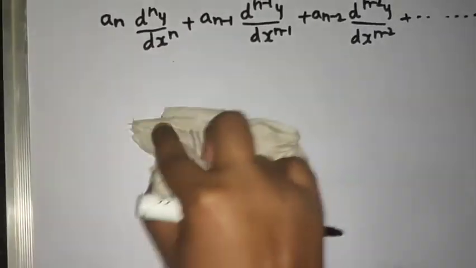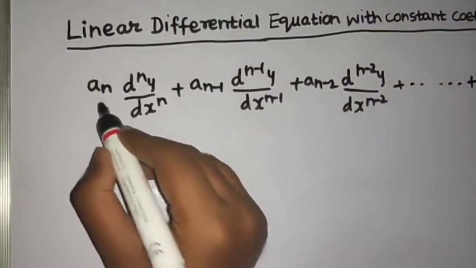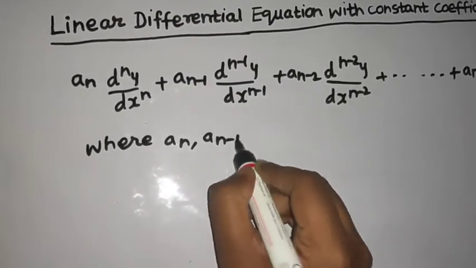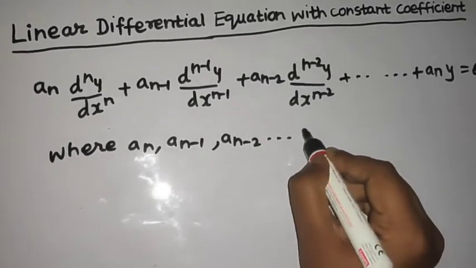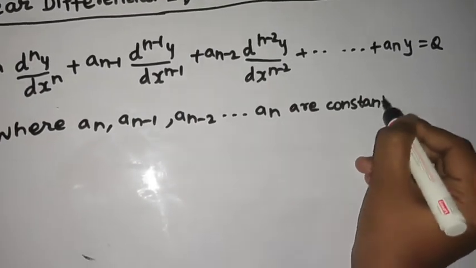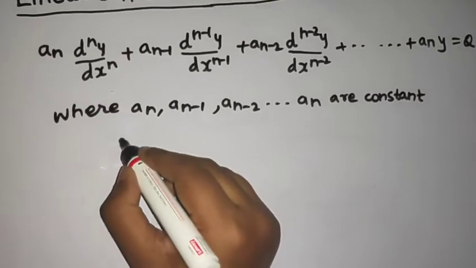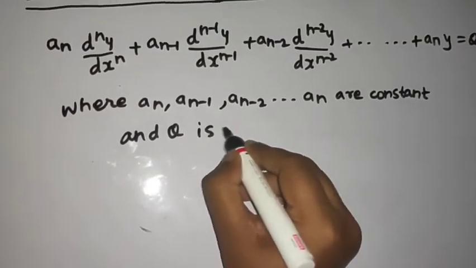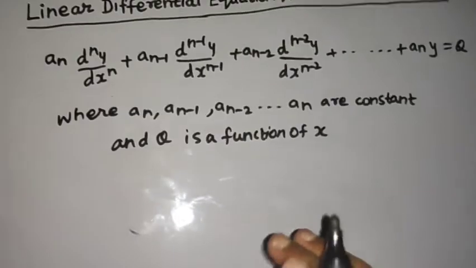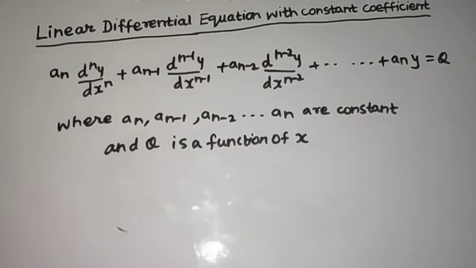This was the basic idea. Now this is the basic equation, and here, as I have already mentioned, an minus 1, an minus 2, so on till an are constants, positive or negative, that depends upon the question, and whatever we have in the right hand side, q is a function of x. Now please don't remember this. The only thing we have to remember is the basic idea of what is a linear differential equation.